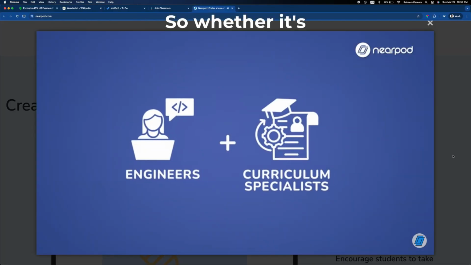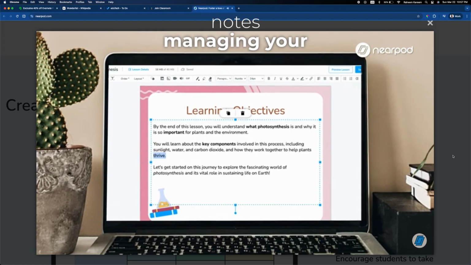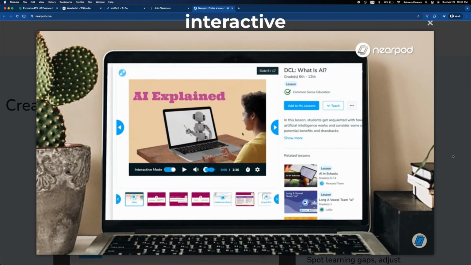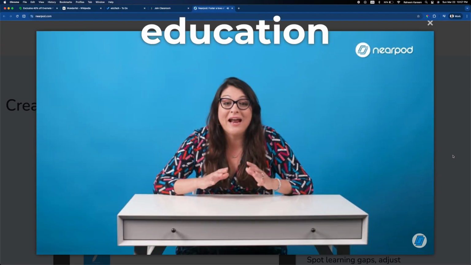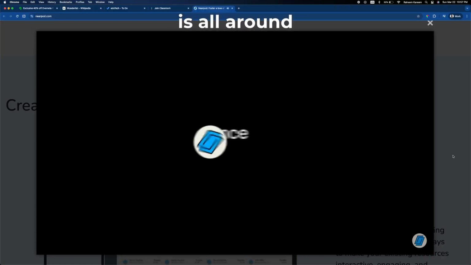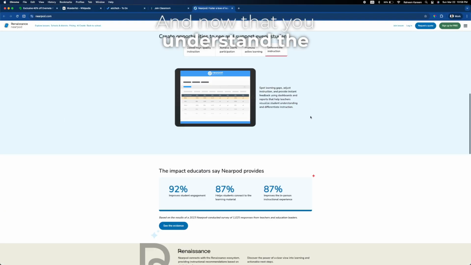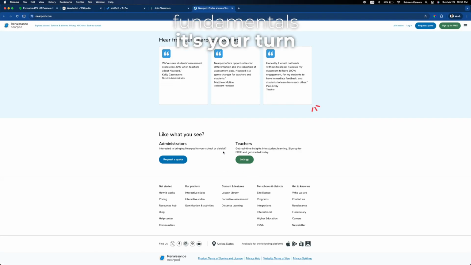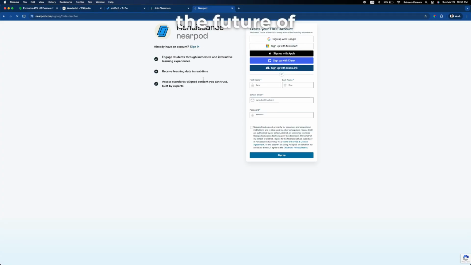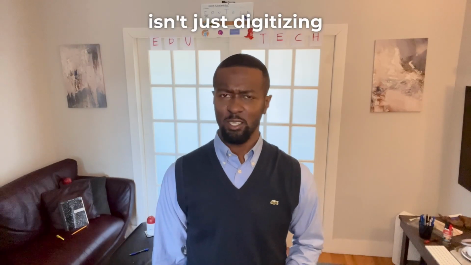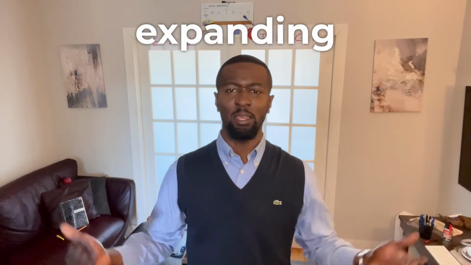So, whether it's organizing your notes, managing your tasks, or engaging in interactive lessons, education technology is all around you. And now that you understand the fundamentals, it's your turn to explore the tools shaping the future of learning. EduTech isn't just digitizing education, it's expanding access to knowledge.